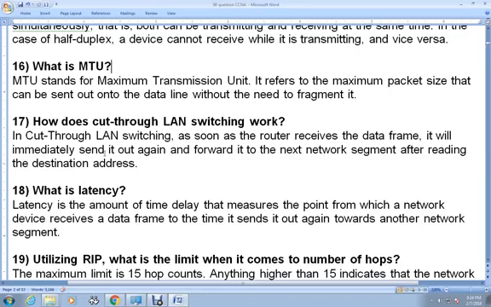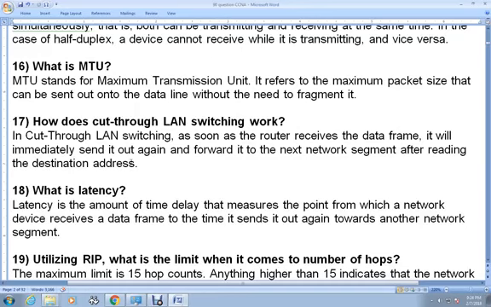And guys, next question: how does cut through LAN switching work? So this is a second type of switching basically. In cut through LAN switching, as soon as the switch receives the data frame, it will immediately forward it to the next network segment after reading the destination address.